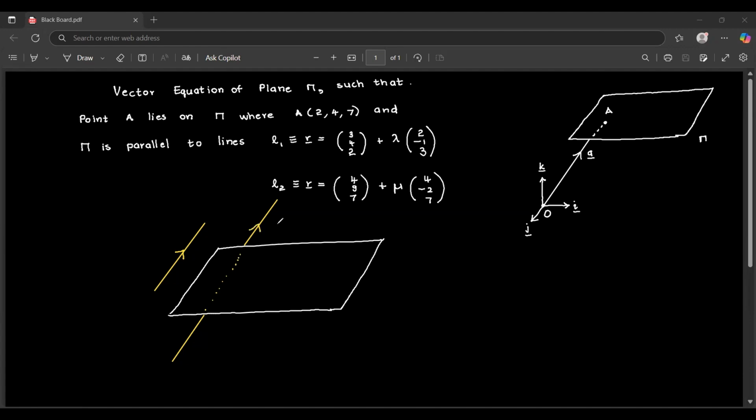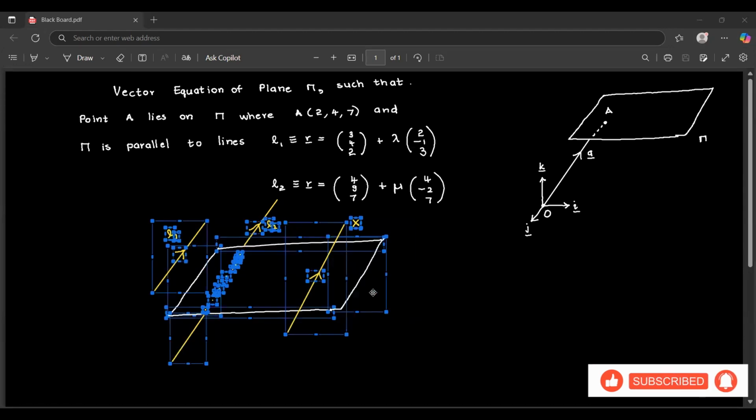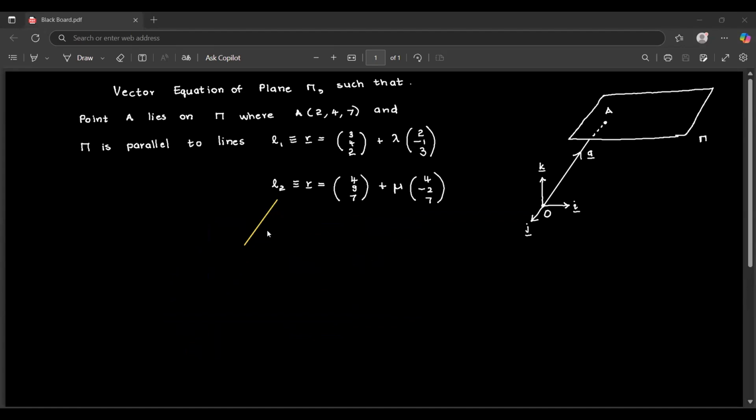But there is also another possibility in which the line lies on the plane. But in this question, they have told us the lines are parallel to the plane, so we can't say it lies on the plane. It is not given. But they are saying it is parallel to the lines L1 and L2. This can be L1 and this can be L2. We don't know. What we know is these lines are parallel to the given plane. That's all we know, and that's what we are going to use to do this question.